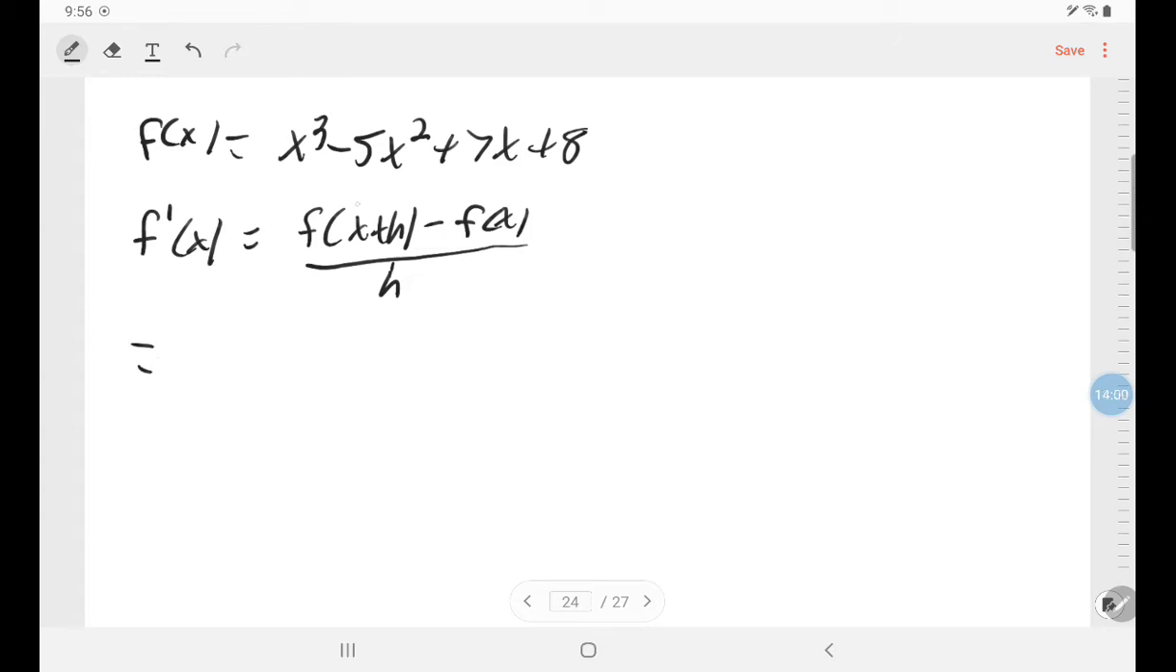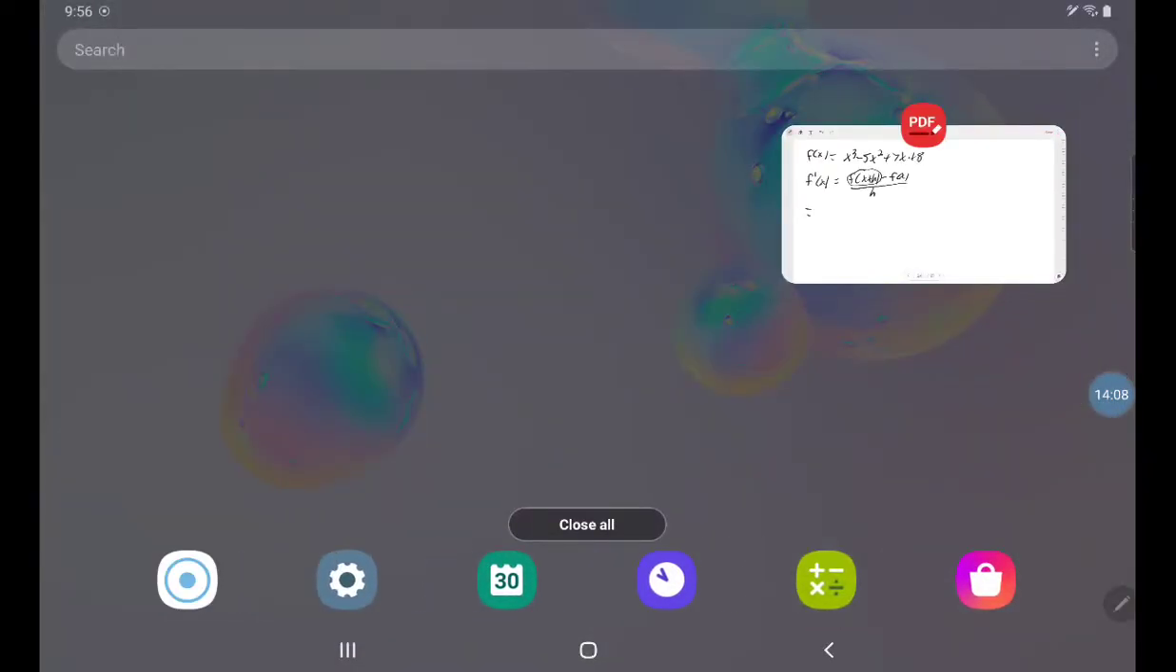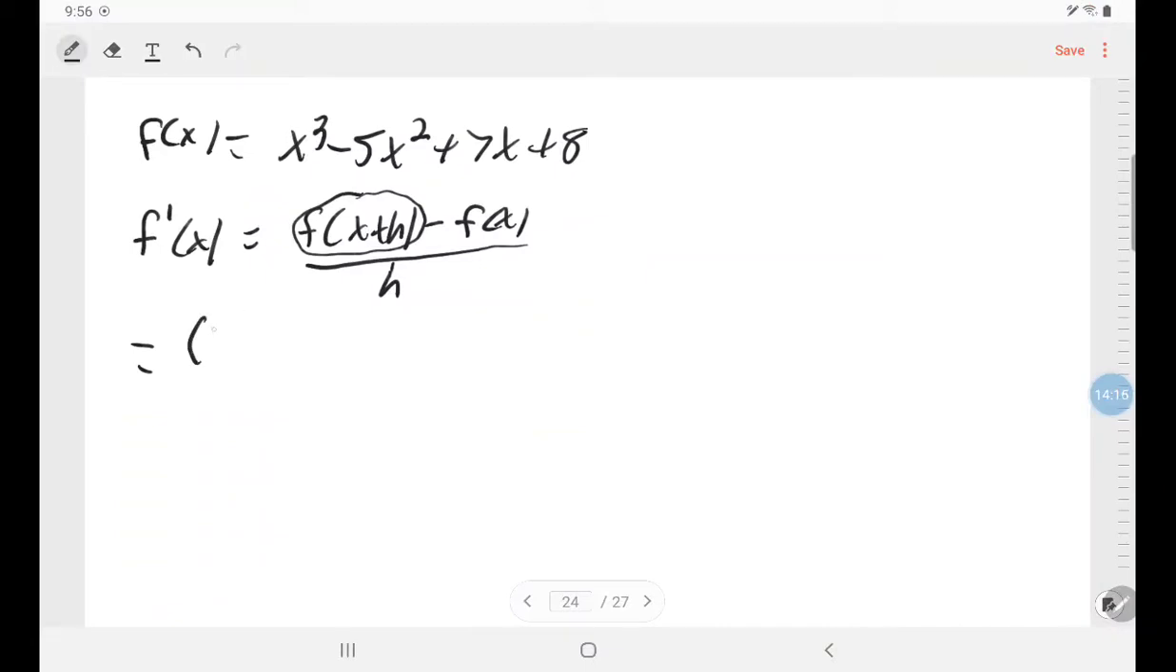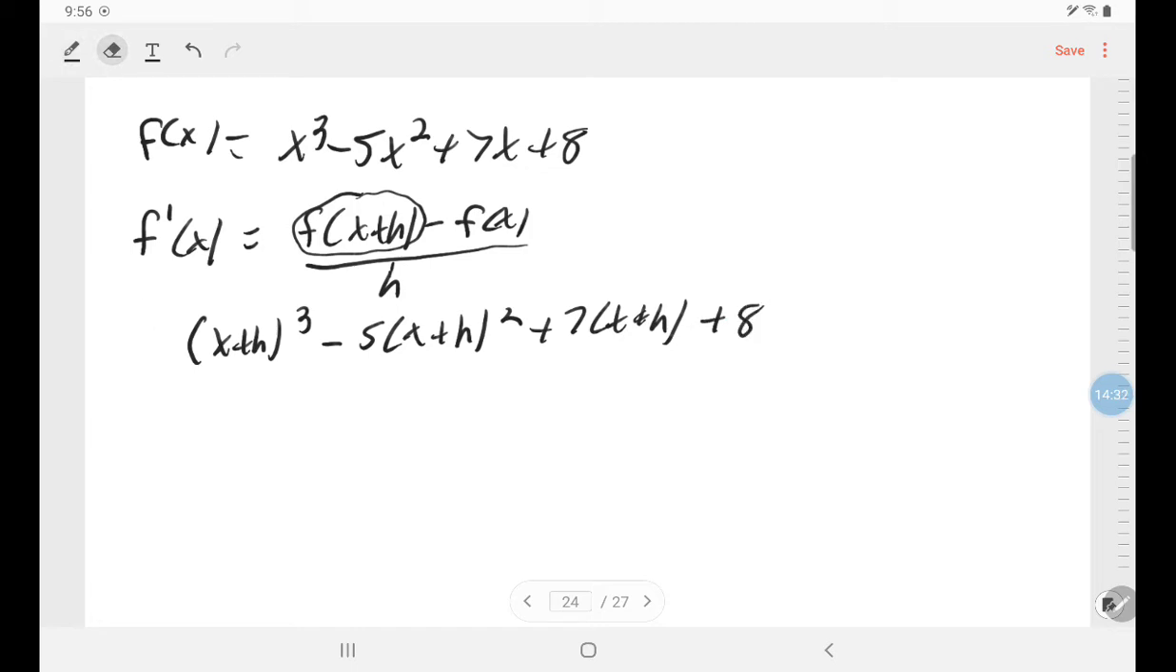And that's going to give me, to do f of x plus h, this one's going to be fun, folks. Let me go ahead and do that where I'm going to have some more room to write here. Nah, let's just stay here. So that's going to give me (x plus h) cubed minus 5(x plus h) squared plus 7(x plus h) plus 8. Again, not forgetting my limit as h approaches 0.